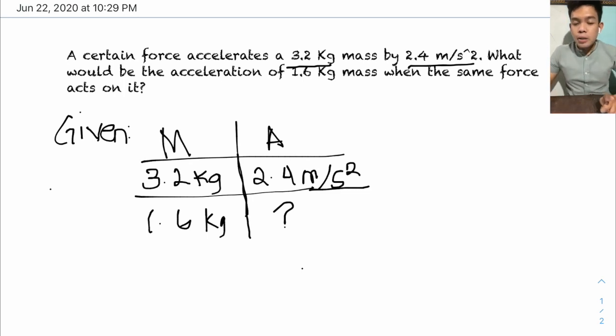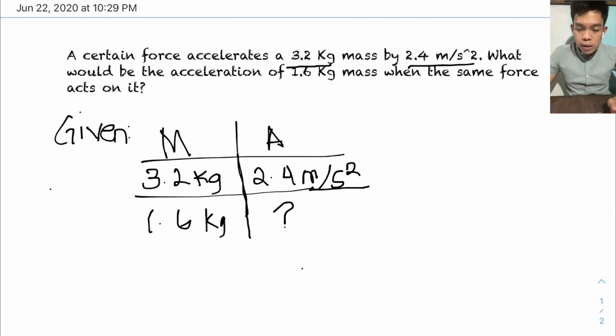That is our unknown, if the mass is 1.6 kilogram. Okay, so our next technique is we need to analyze the problem. So we have 1.6 kilogram with unknown acceleration. We further see that 1.6 kilogram, when we add it, becomes 3.2 kilogram, right? So 1.6 plus 1.6 is 3.2 kilogram. And for the 3.2 kilogram, the acceleration is 2.4 meters per second squared.